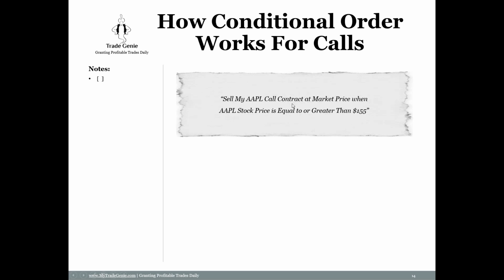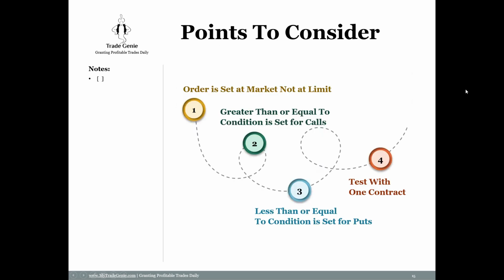So: sell my Apple call contract at market price when Apple's stock price is equal to or greater than 155. So whatever the option price is at that time, it could be 4.20, it could be 5, it could be 4.90. Points to consider: when you're setting the conditional order, try to set it on your simulation account a few times for calls and puts and see if it's working properly.